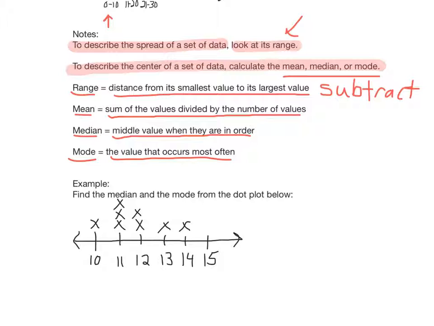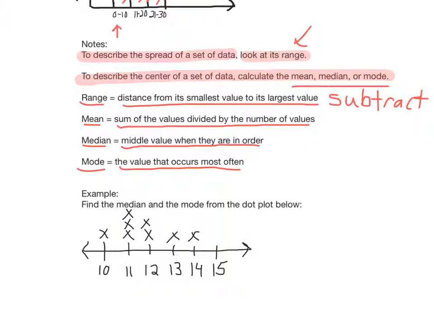So, example, find the median and the mode from the dot plot below. That's a dot plot, by the way. So, median, it's the middle number when you put the numbers in order. On a dot plot, the numbers are in order. So all we have to do is find the middle one. So how many numbers do we have in this dot plot? We've got 1, actually I'm going to highlight. We've got 1, 2, 3, 4, 5, 6, 7, 8.